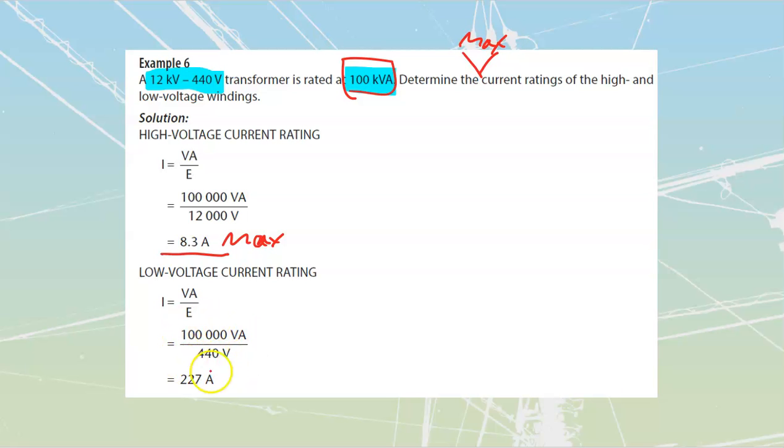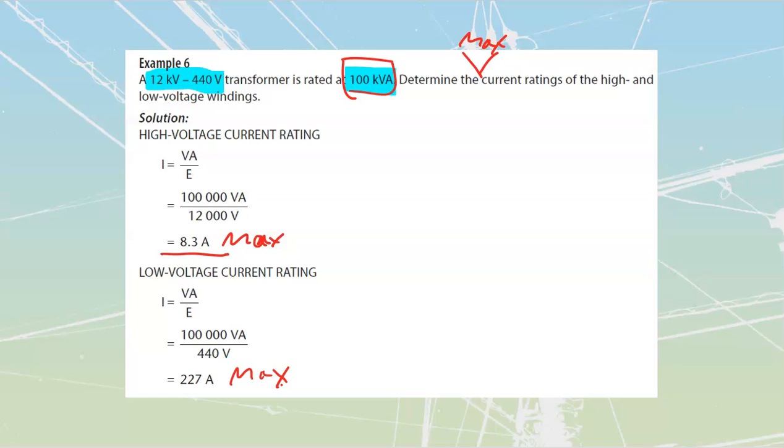The low voltage side is going to be 100,000 VA over top of 440 volts, which tells me that the maximum that this thing could be putting through over here is going to be 227 amps. That's once again going to be a maximum. Now here's where we have to explain some stuff that's not inside of the book. We've got to deal with some misconceptions that students commonly have.